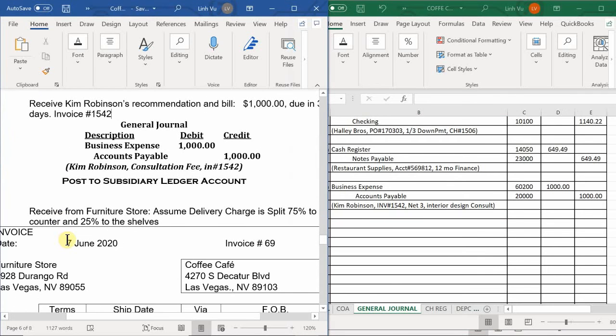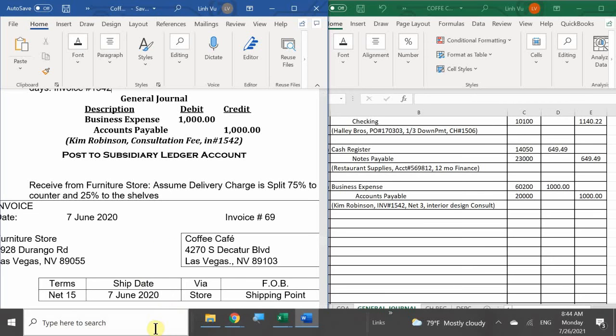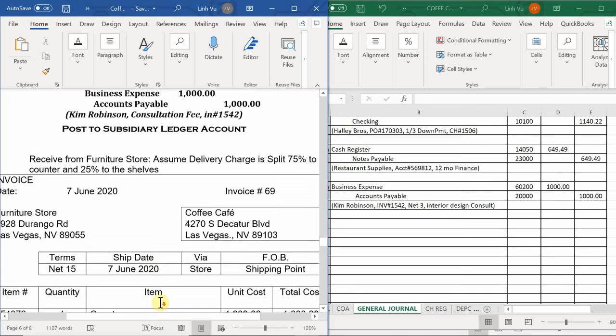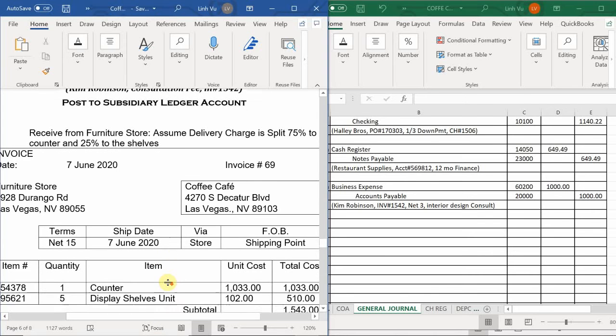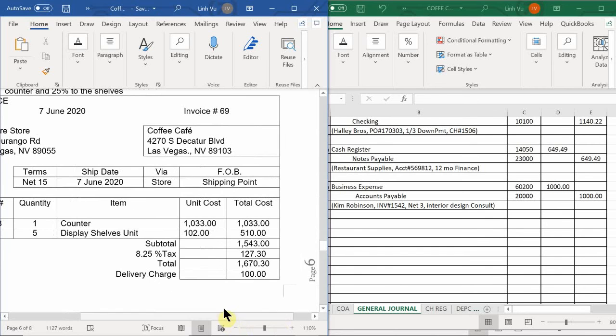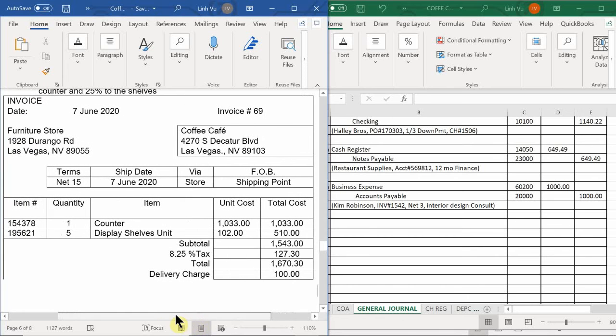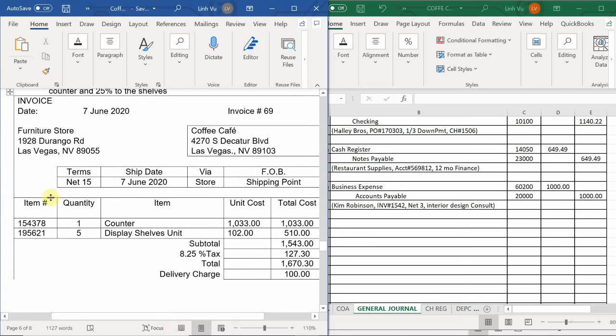We received from furniture store. Okay. Assume that delivery charges is split 75% for the counter and 25% to the shelves. Okay. So here is a bill. I'm going to shrink it just a bit so we can see everything. So here is the bill that we received.